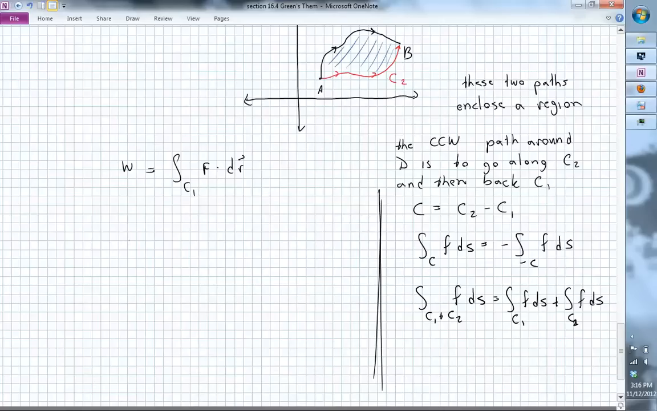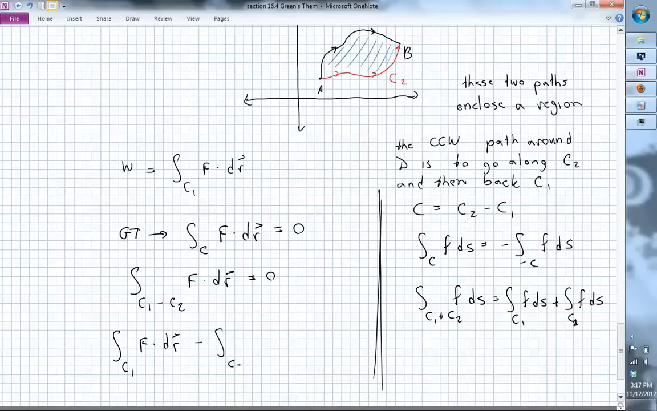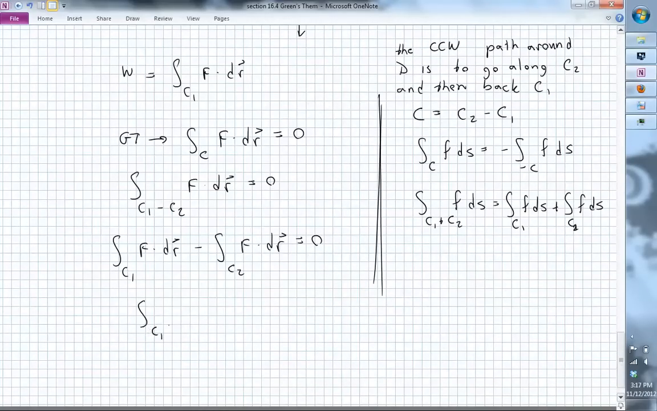So suddenly what I have, by Green's theorem, is that the integral around C of F dot dr is equal to 0. Why is that? C is a closed path. So now that's precisely an application of Green's theorem. On the other hand, we know that C can be written as C2 minus C1, so the integral of F dot dr is equal to 0. And you can, not surprisingly, break that up into the integral over C2 of F dot dr minus the integral over C1 of F dot dr. And you can run that over to the other side. And what you see is that the path doesn't matter.